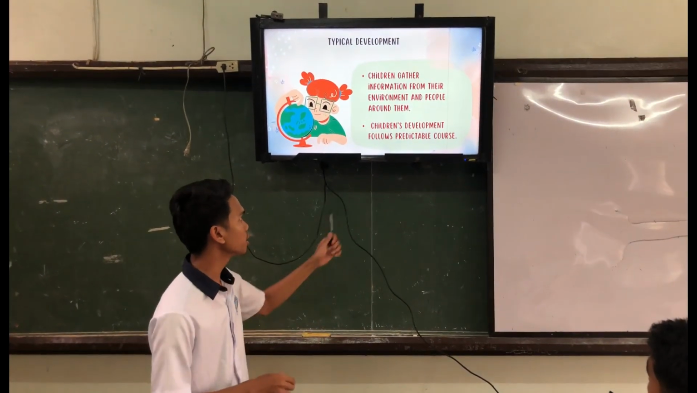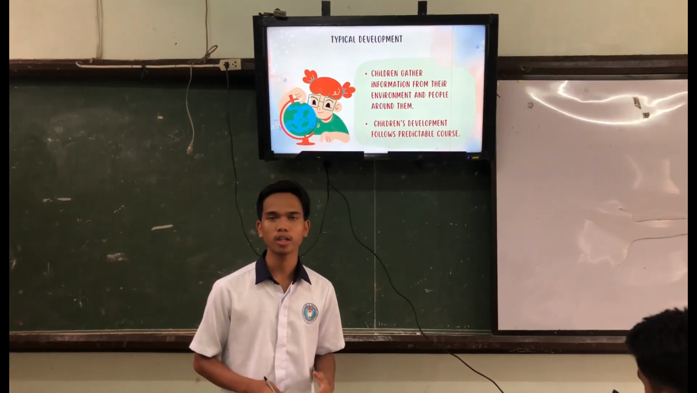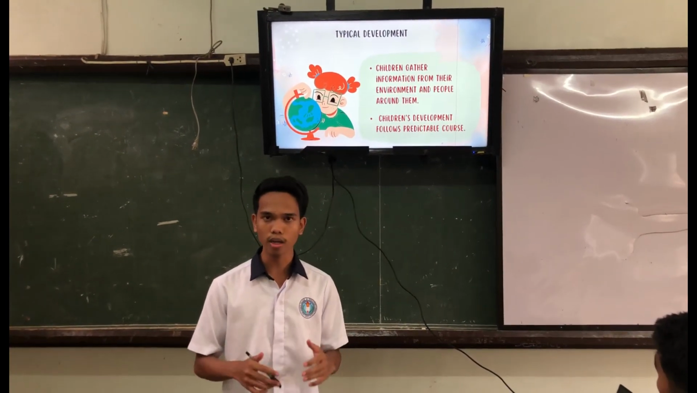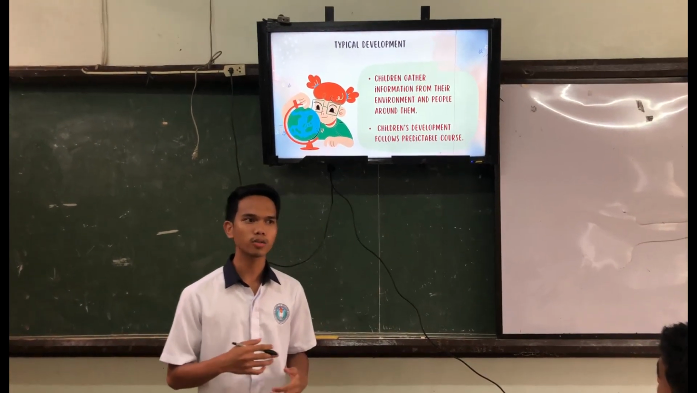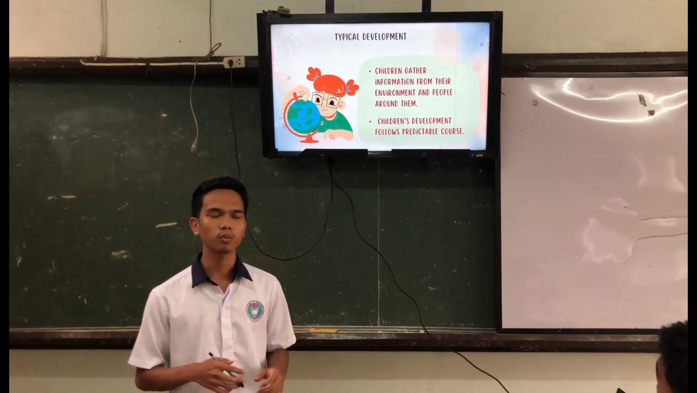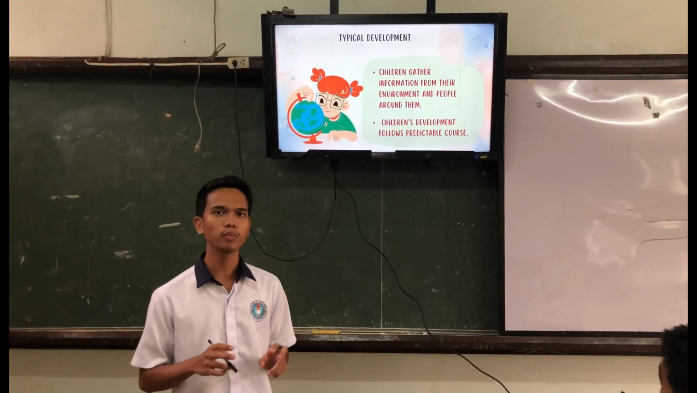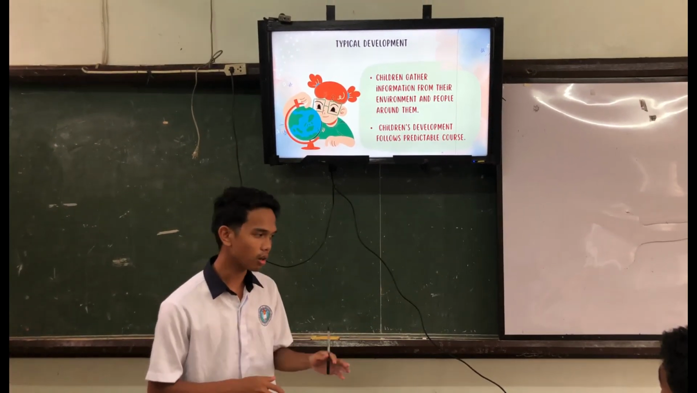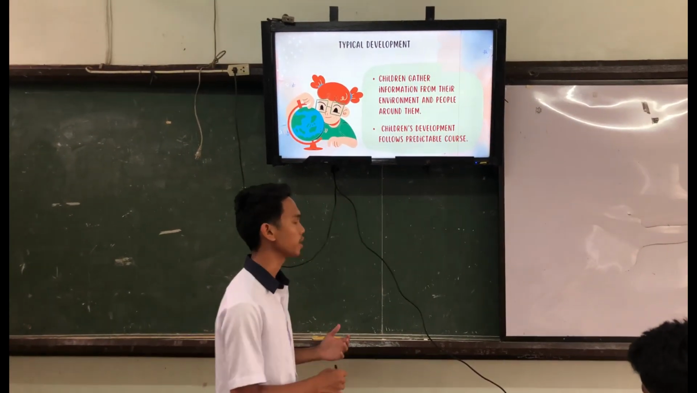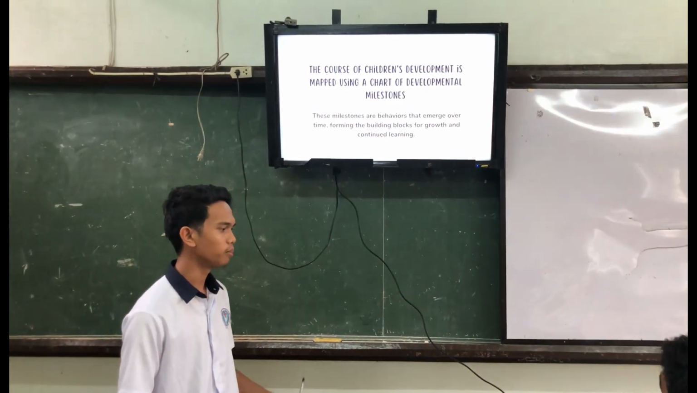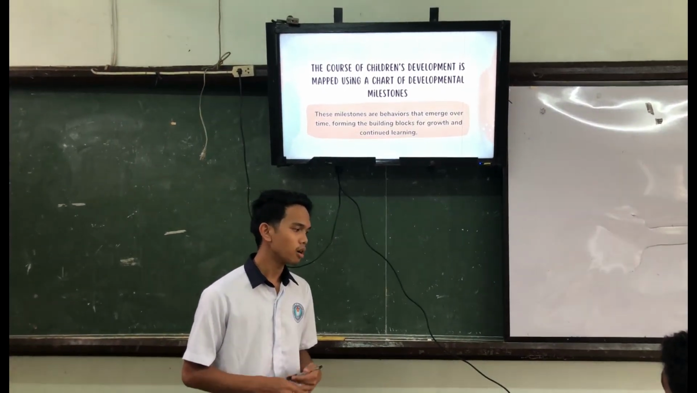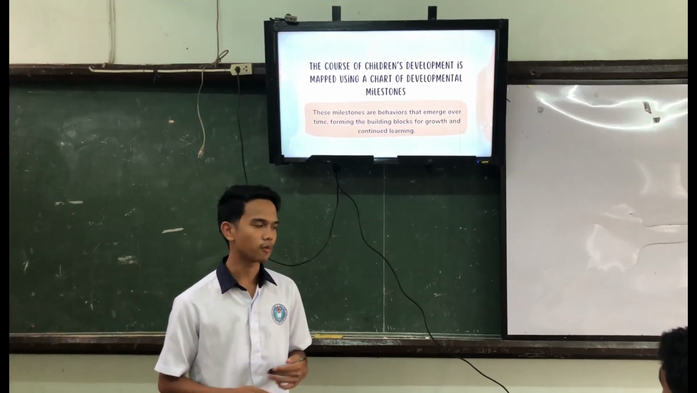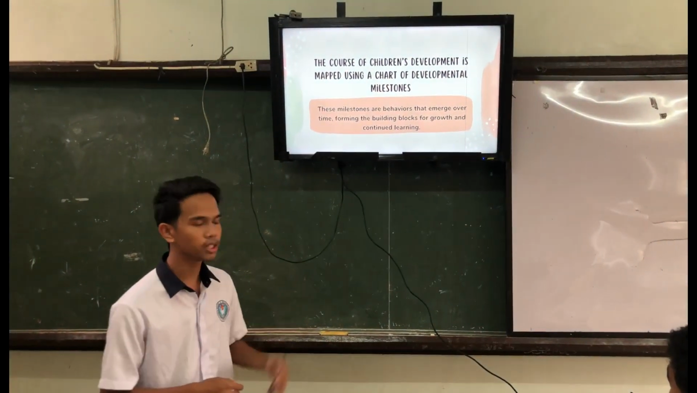And now, children's development follows a predictable course. That's why it is called typical development. Now, children follow development through what we call developmental milestones. But let us talk about the developmental milestones. These milestones are behaviors that emerge over time, forming the building blocks for growth and continued learning.